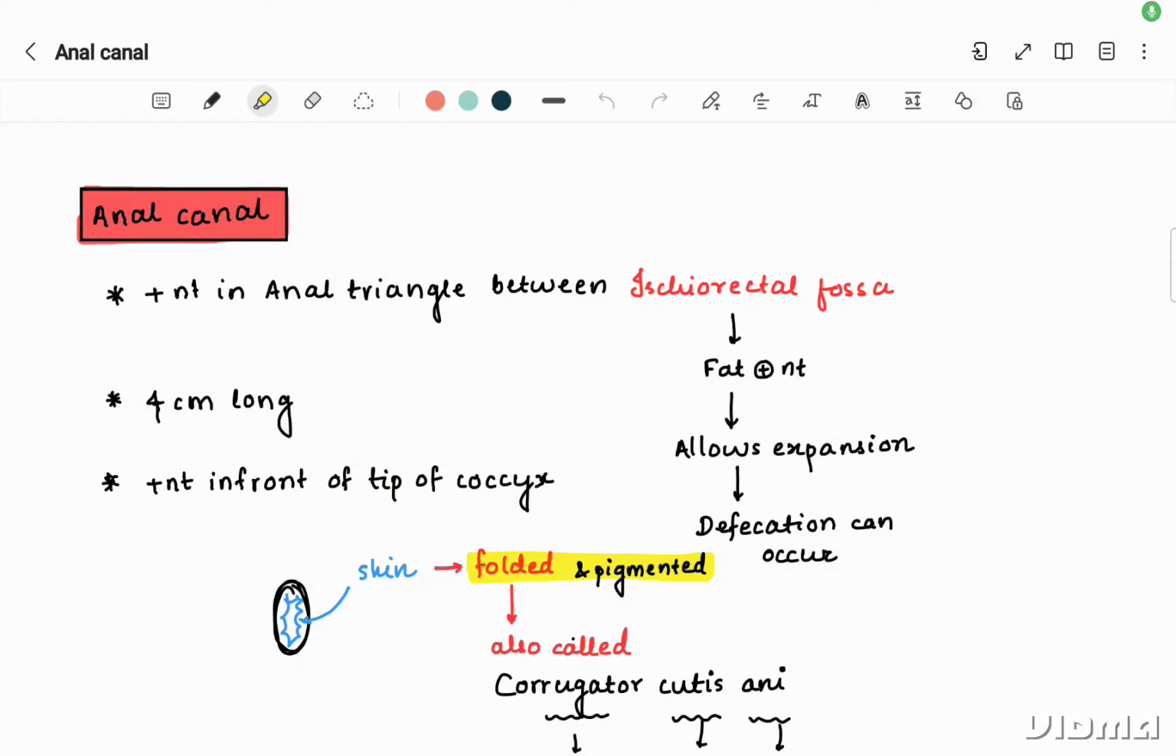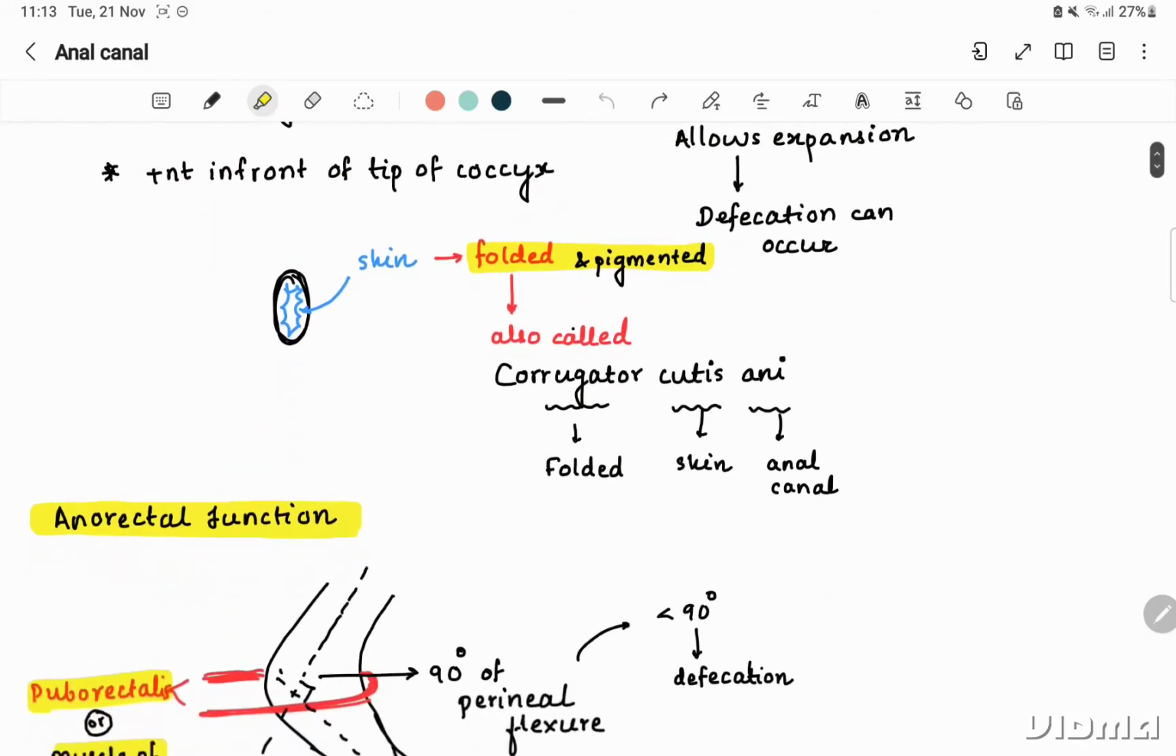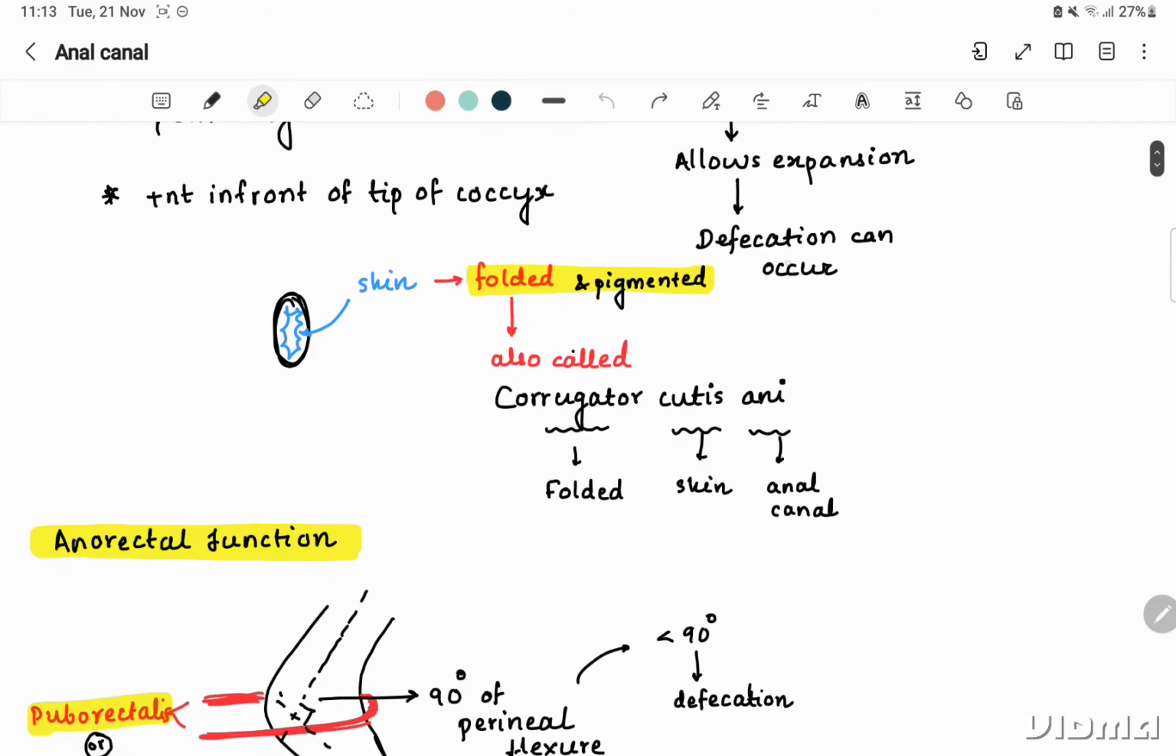Talk about the anal canal now. After the rectum, we have our anal canal present in the anal triangle between the ischiorectal fossa, where fat is present. So it allows expansion, and defecation can occur due to this. It's about 4 cm long and present in front of the tip of the coccyx. So this anal canal is there, the folded and pigmented part. The skin is folded and pigmented, also called the corrugator cutis ani. That is the folded skin of our anal canal, corrugator cutis ani.